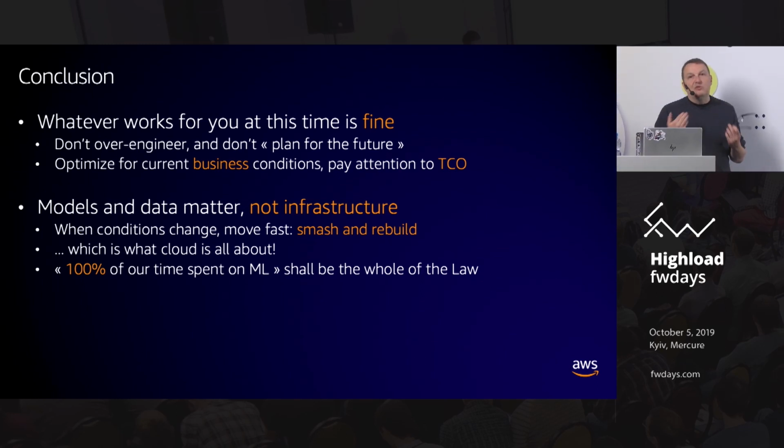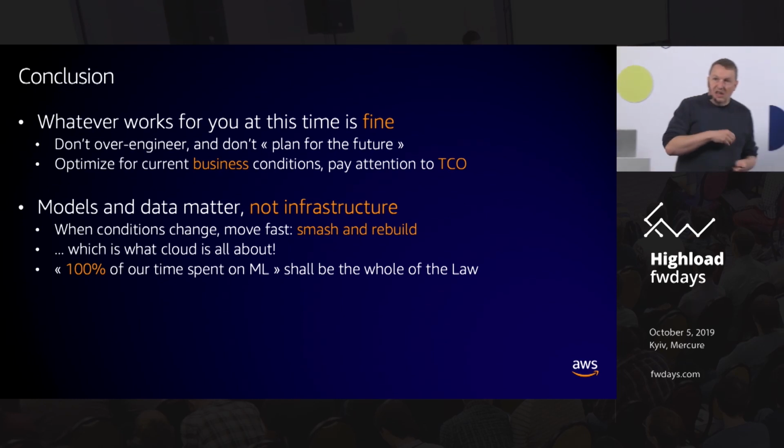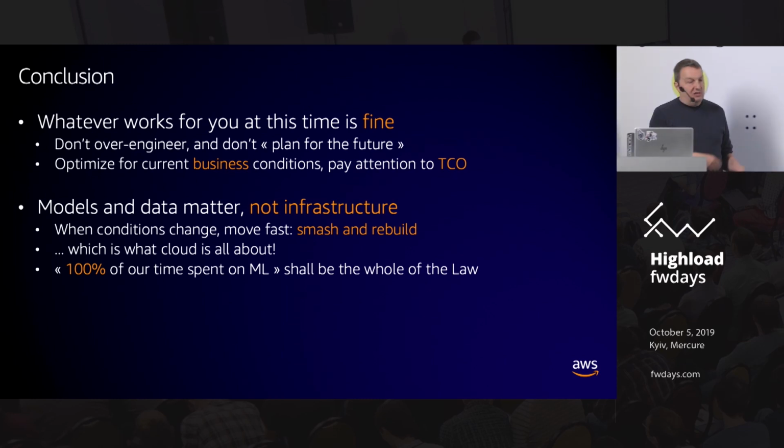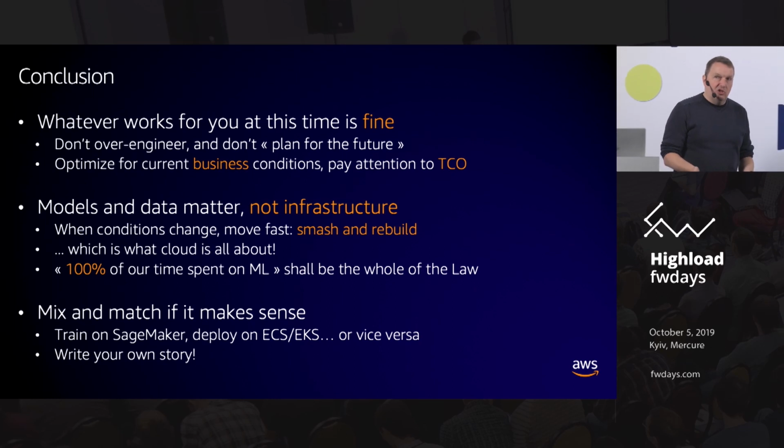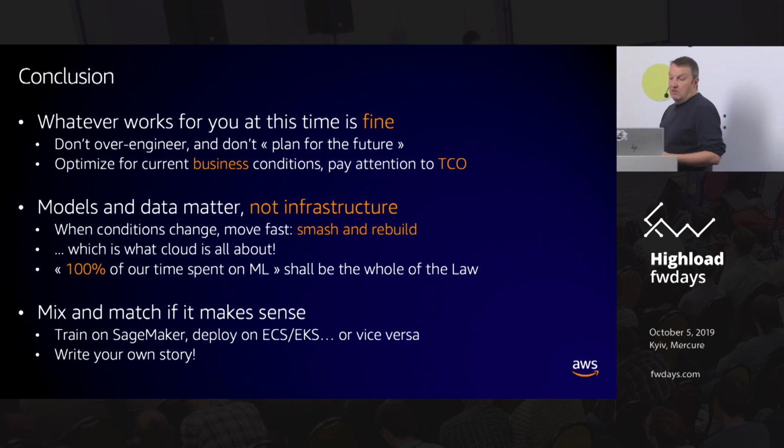So if you have to scale, just smash and rebuild, which is what the cloud is about. Okay, take big, bold steps. Just smash it on Monday and run it again on Tuesday, and it's all good. Okay, and focus on understanding data and building models. And of course, you can mix and match if it makes sense. Like I said, you can train on SageMaker and deploy on-premise or deploy on Docker or whatever. Find the combination that works best and write your own story. And just make sure you optimize your workloads and your budget and your time.